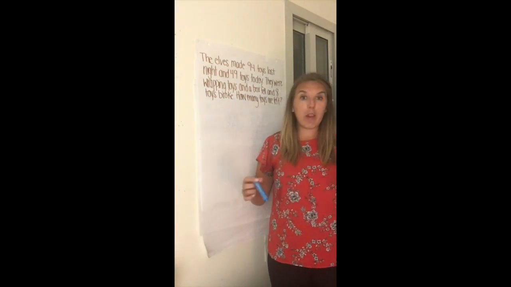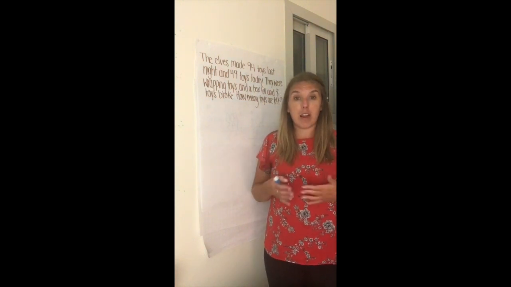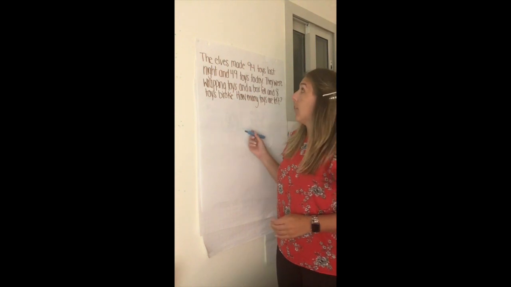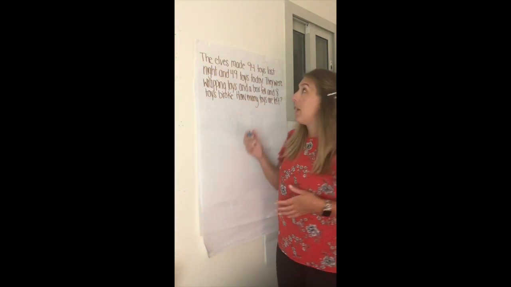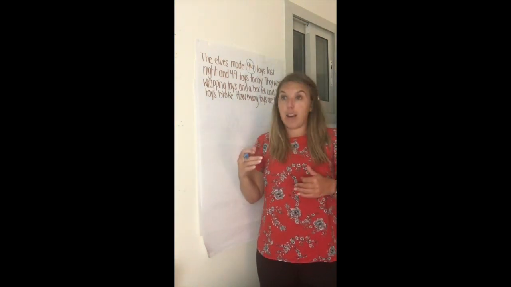All right, before we even start, we need to find the key information that is gonna help us understand this question. So I think our biggest thing we need to start with is the first line. So the elves made 94 toys last night. Our key piece of information is this is 94. They made 94 toys last night.